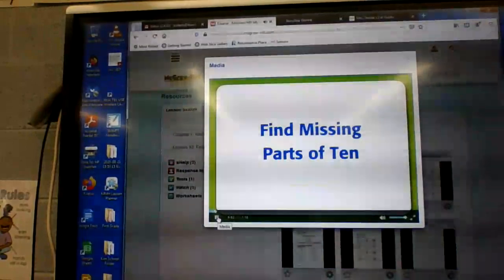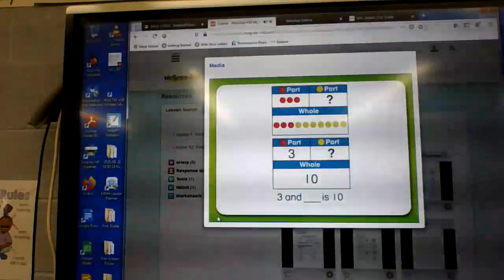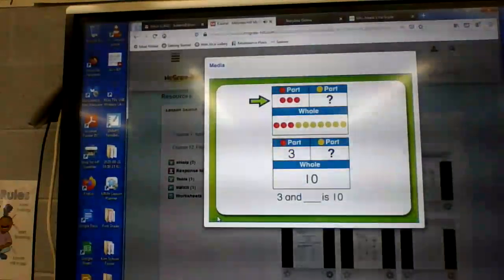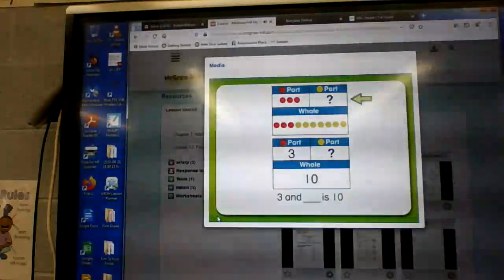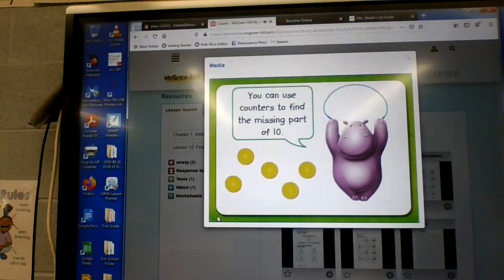Find missing parts of 10. Let's look together at the parts of 10. The whole is 10. One part is 3. What is the other part? Well, you can use counters to find the missing part of 10.